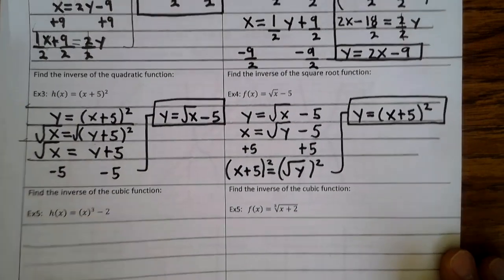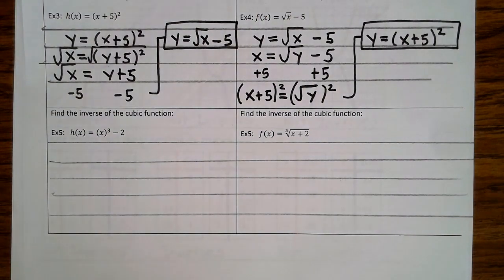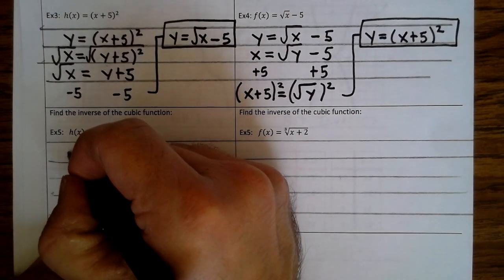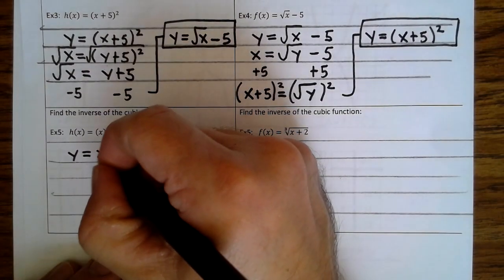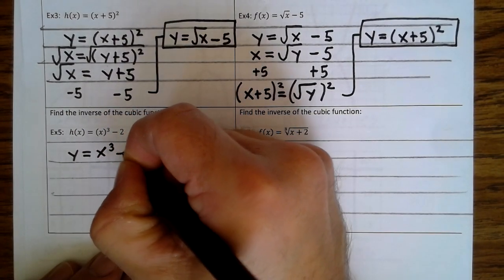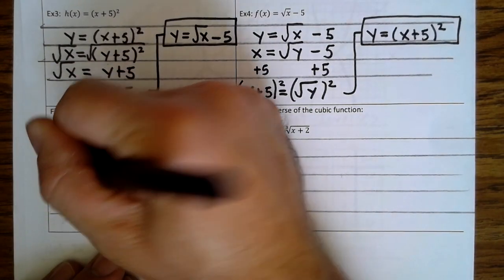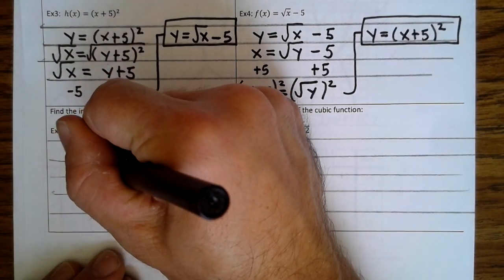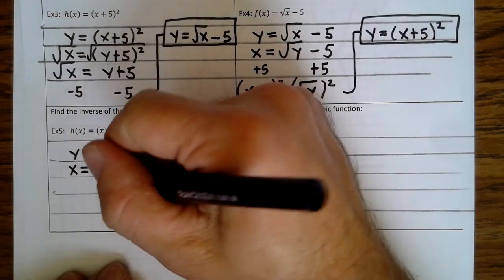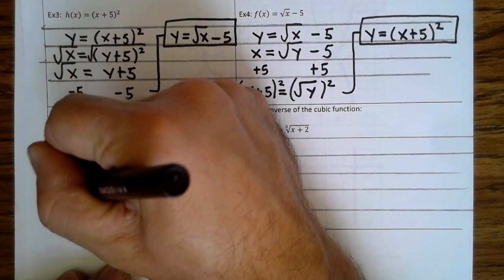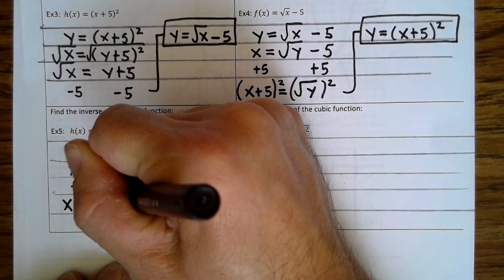All right, let's look at the next example. Find the inverse of the cubic function. First things first, change h of x to y. So y equals x, you don't need the parentheses here, x cubed minus 2. We're going to switch the x and y, so x equals y cubed minus 2. We're going to add 2 to both sides, so you get x plus 2 equals y cubed.